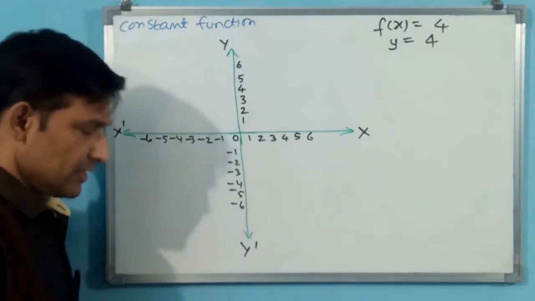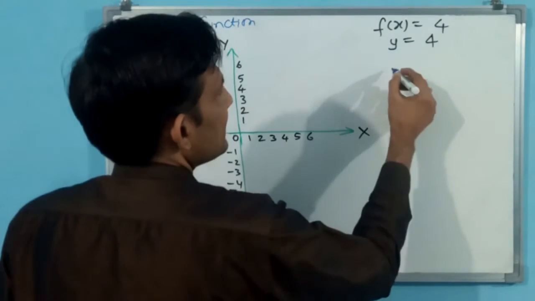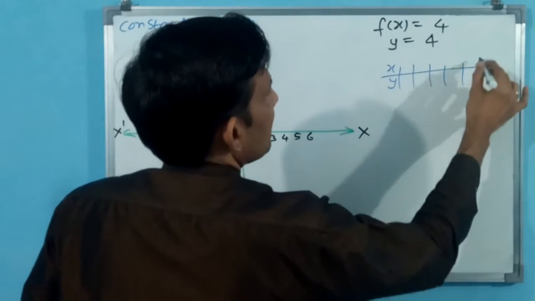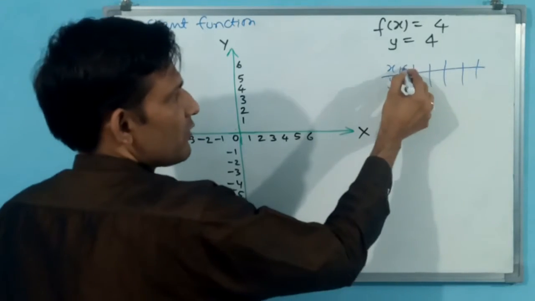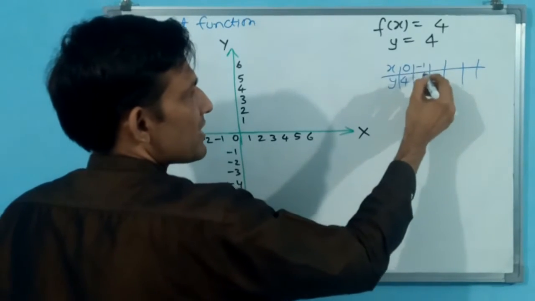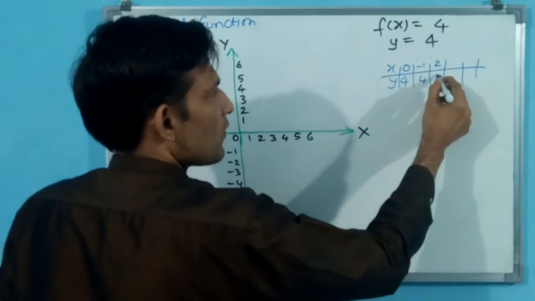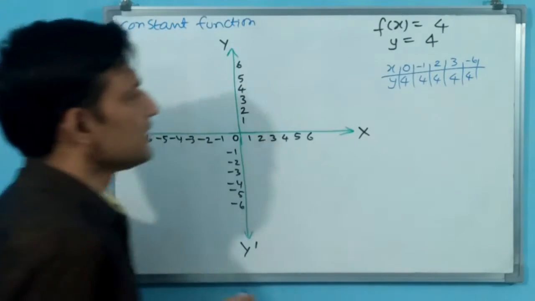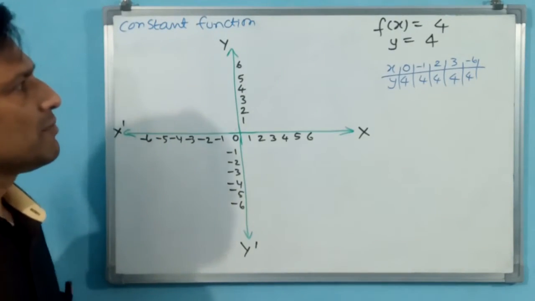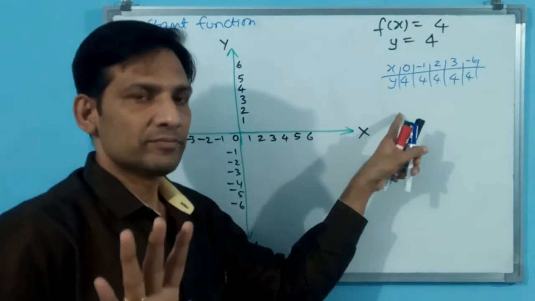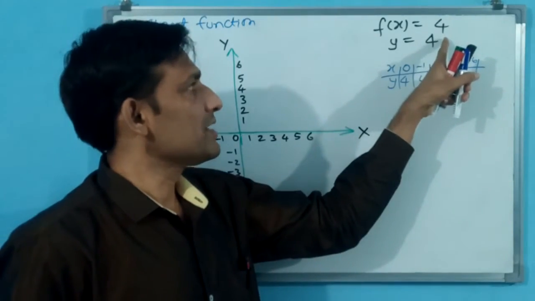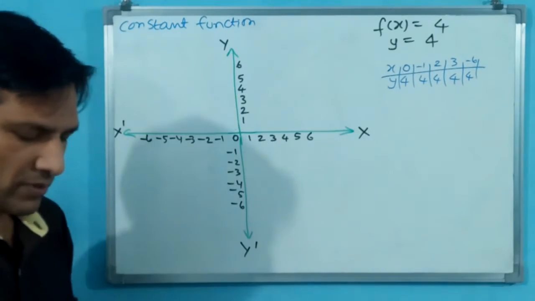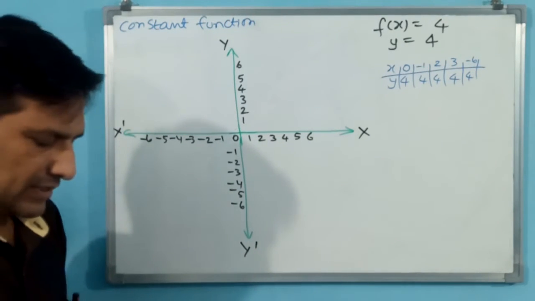If I draw a table: if I give 0, 4 only. If I give minus 1, 4 only. If I give 2, 4 only. If I give 3, 4 only. If I give minus 6, 4 only. Why? Because y doesn't have a relation with x. It continuously gives 4. This is called a constant function.